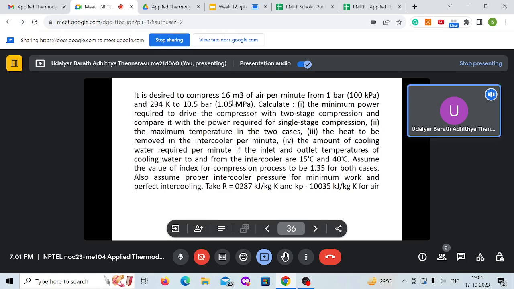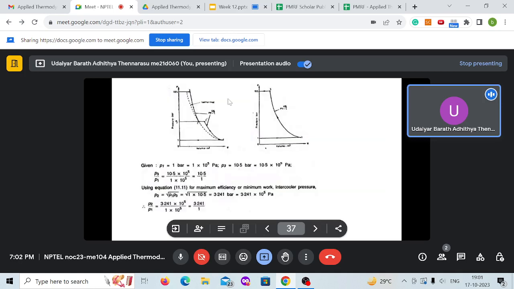The next question is the maximum temperature in the two cases, the heat to be removed in the intercooler per minute, and the amount of cooling water required per minute if the inlet and outlet temperatures to and from the intercooler are 15 degrees Celsius and 40 degrees Celsius. Assume the index of compression process is 1.35. So we'll see how to solve this.